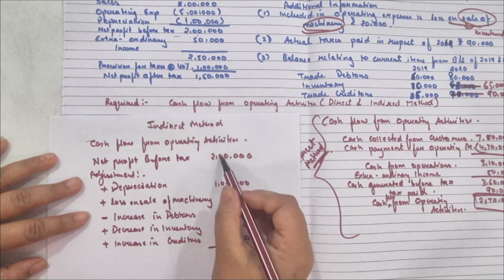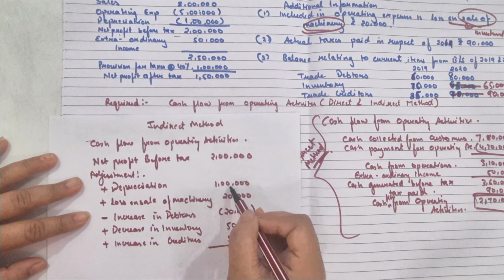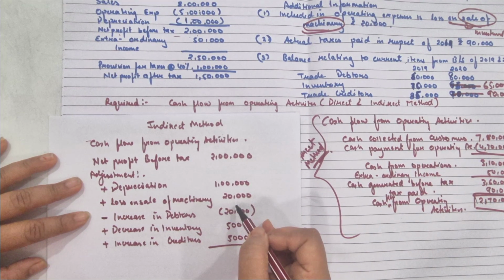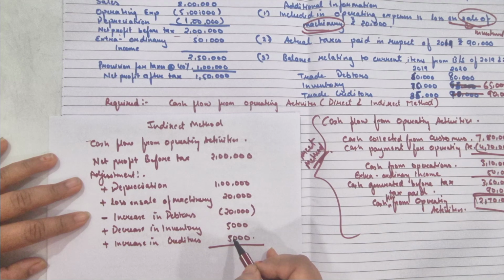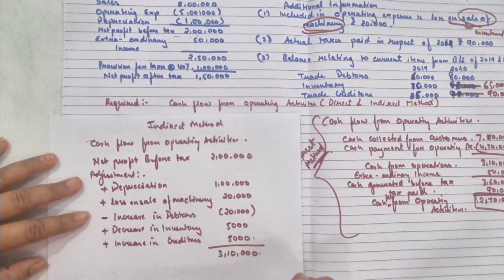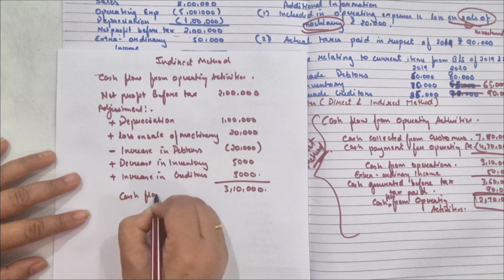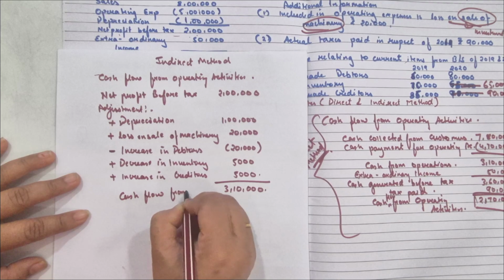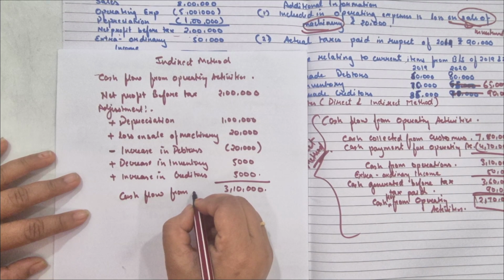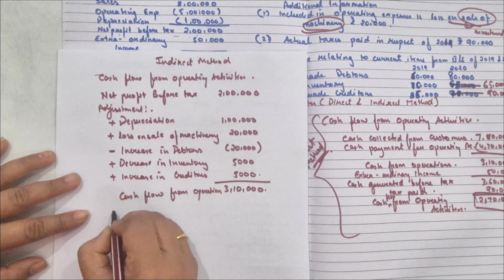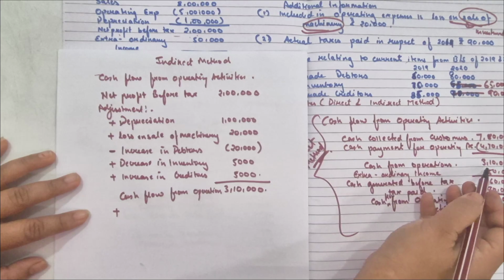Now we will do the calculation. From 2 lakh add 1 lakh, 3 lakh, 3,20,000, again subtract 20,000, so it would be 3 lakh, and add back 5,000, so it would be 3 lakh and 10,000, students. Clearly this is cash flow from operations.